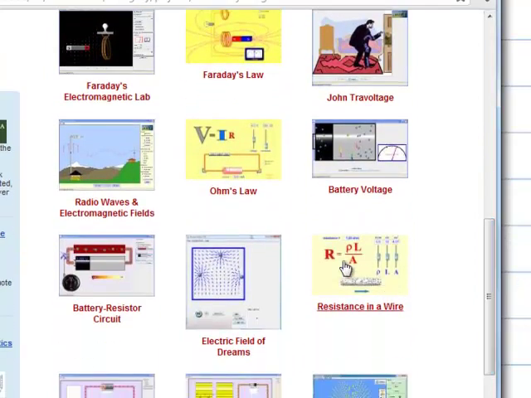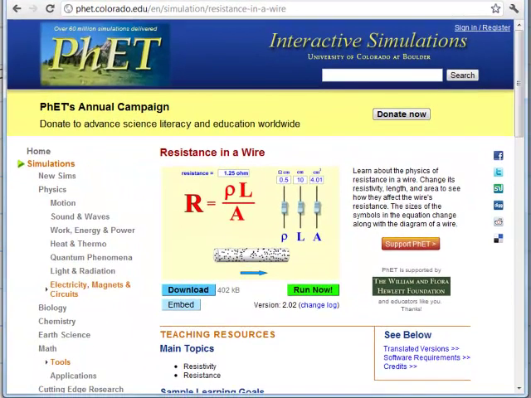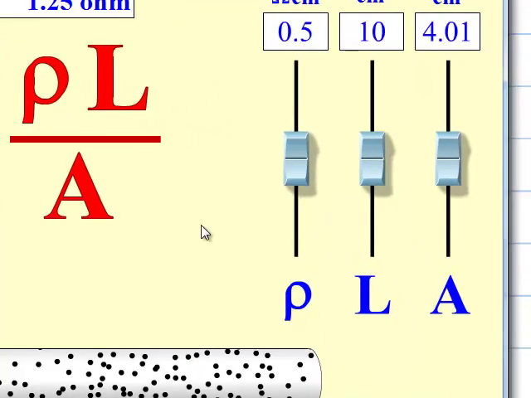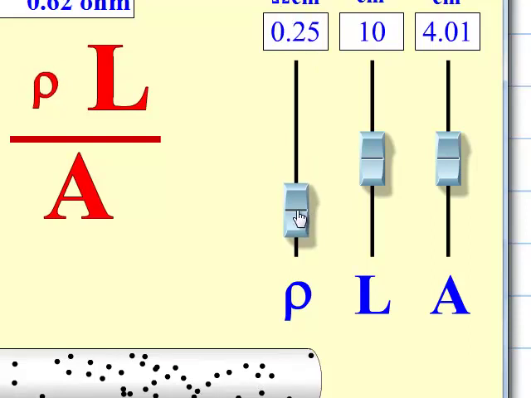The one that I want to look at is resistance in a wire. Click on Run Now. There it is. And now I'm going to look at what I get from the book. The resistivity is 2.82 ohm meters, but I don't have that available. Notice that it gives me ohm centimeters, so I'm just going to do 0.82. There we go, which means I have to have a conversion from that to ohm meters.